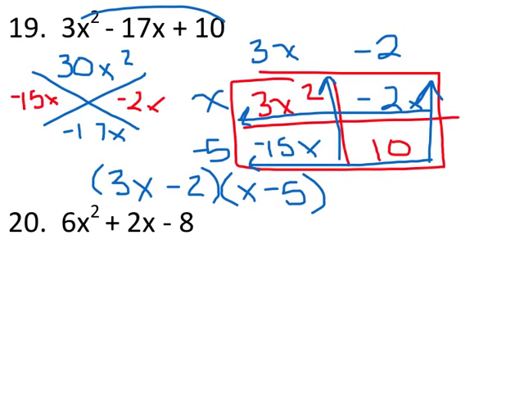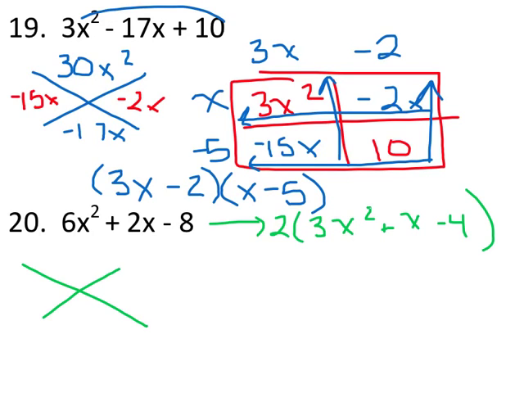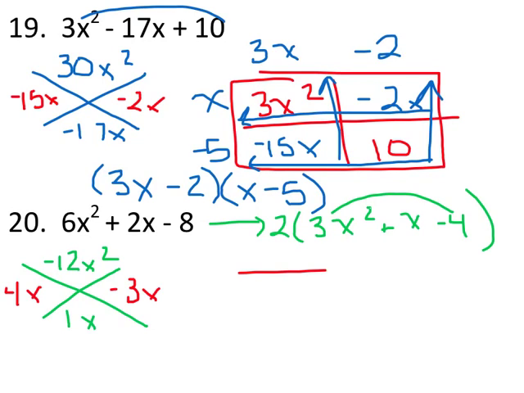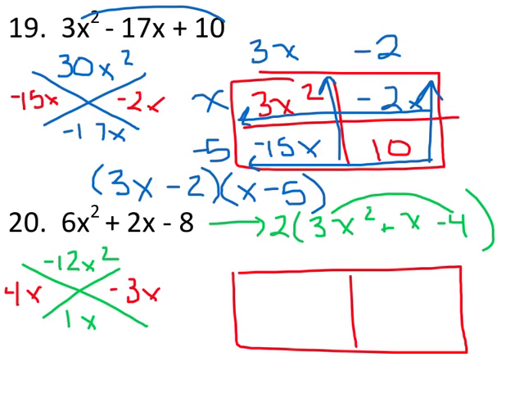Alright, we're almost done. Last problem. Remember, always first look for greatest common factor. It'll make your life so much easier. So I know I can factor out a 2 between all of these. 3x squared plus x minus 4, and that inside one will be so much easier to factor. So on the top goes 3 times negative 4, which is negative 12x squared. 1x goes in the bottom. Two numbers that multiply together to be negative 12 but add to be 1, and that would be 4x and negative 3x.